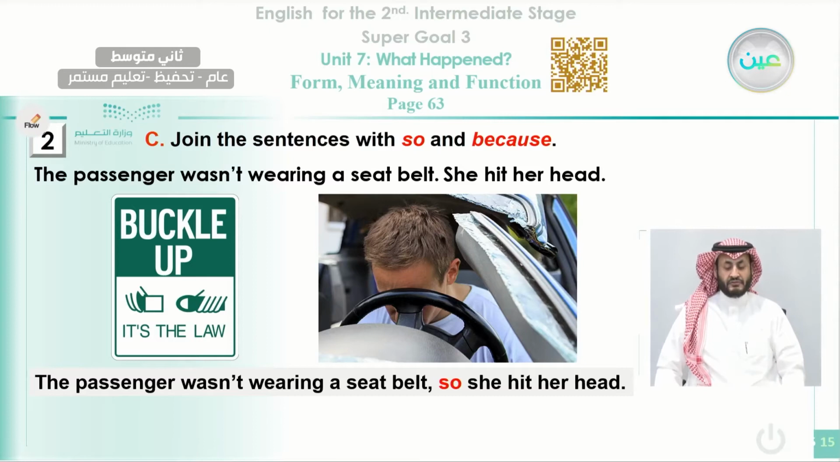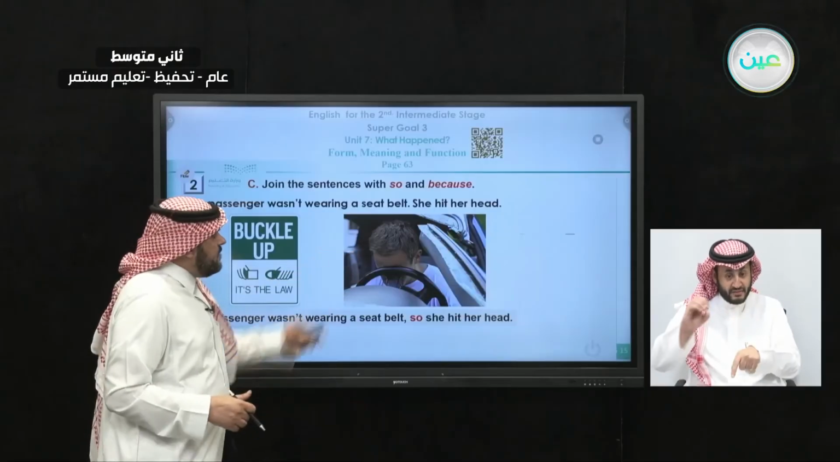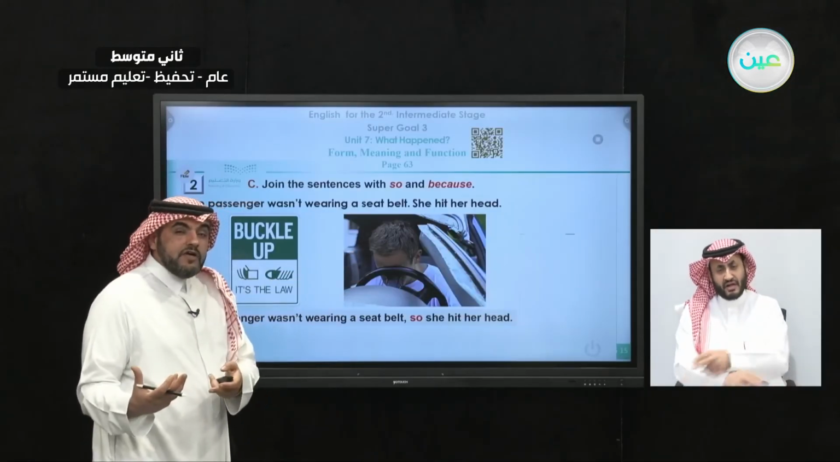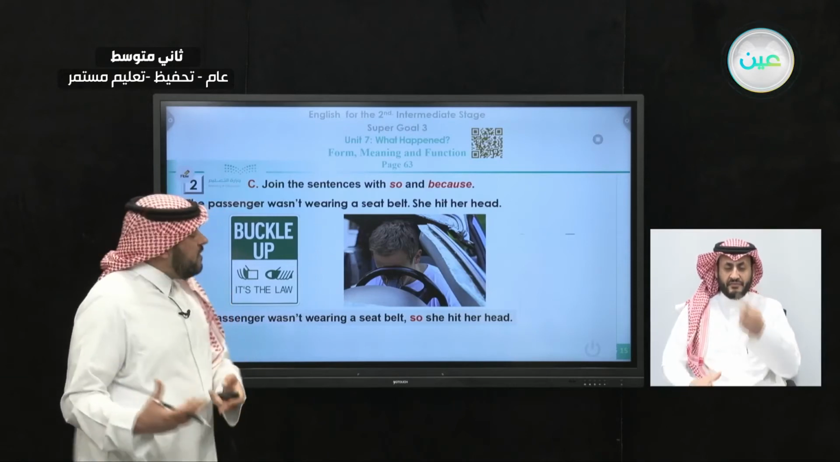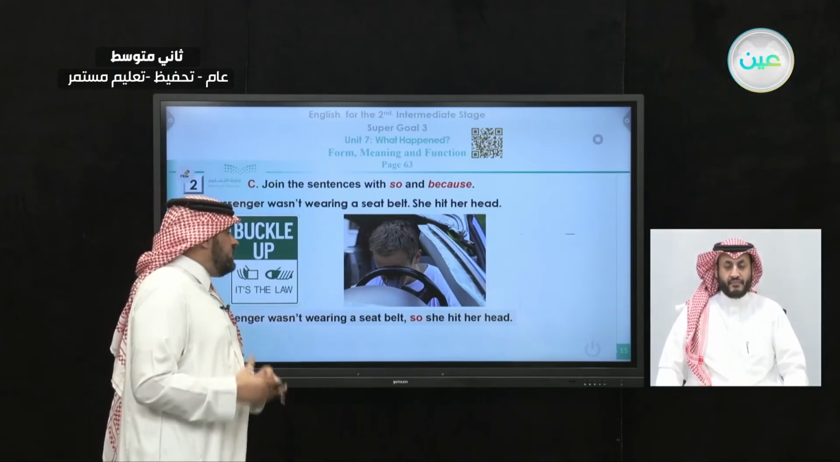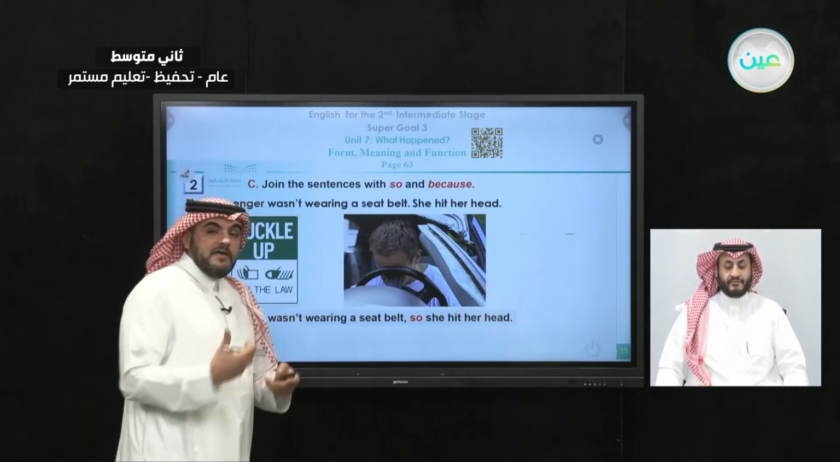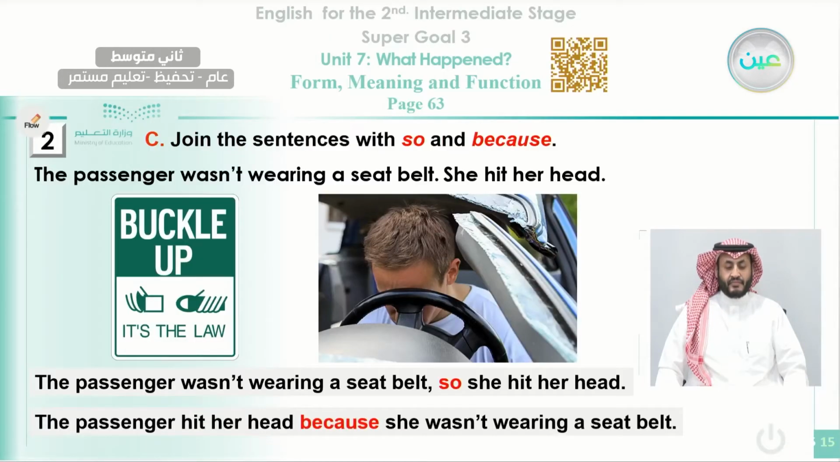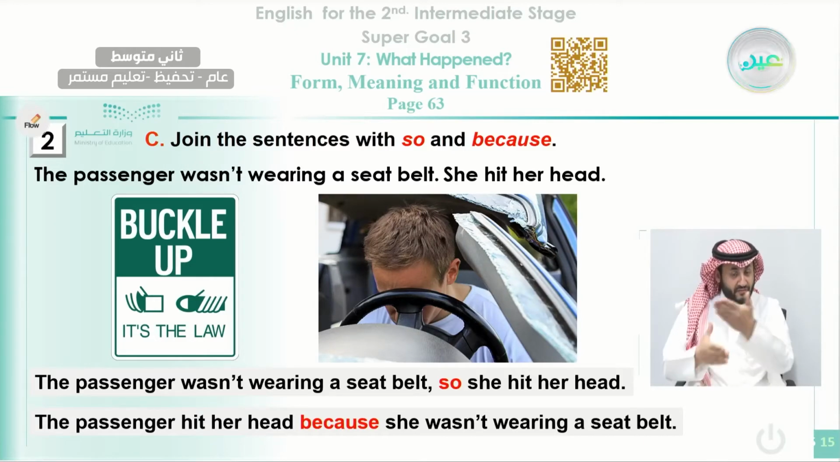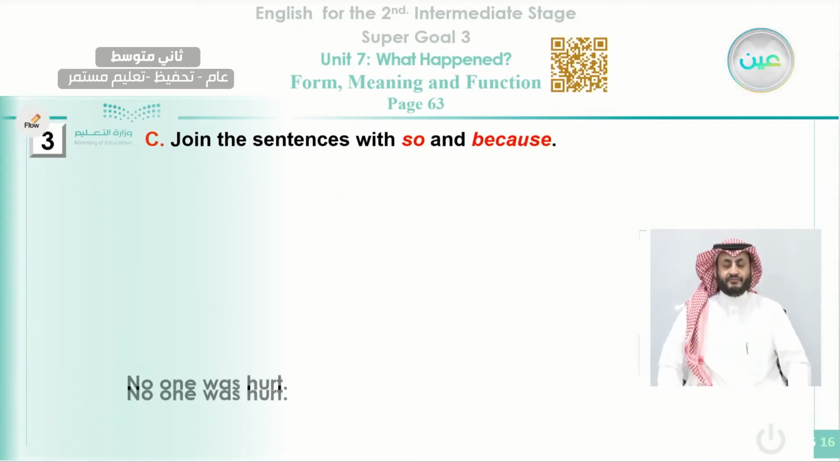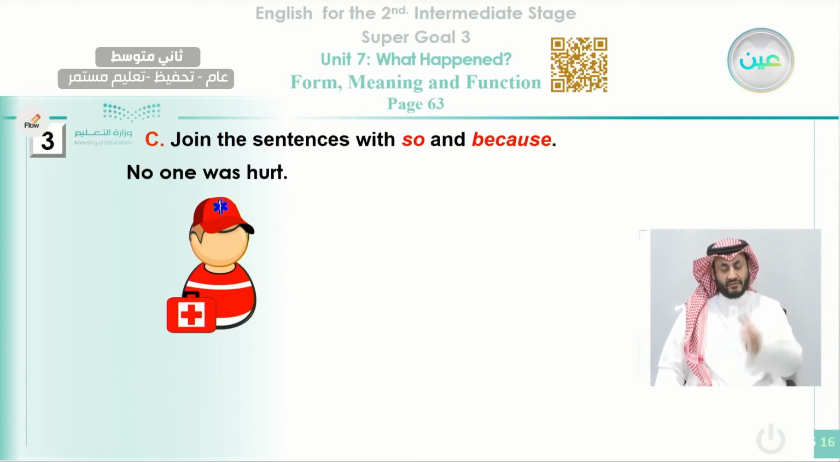She hit her head. Or we can talk about the picture here. If you're talking about a male, we can say he hit his head. Next one, the passenger hit her head because she wasn't wearing the seat belt. So we have two sentences, and we join them using so and because. Another two sentences, no one was hurt.